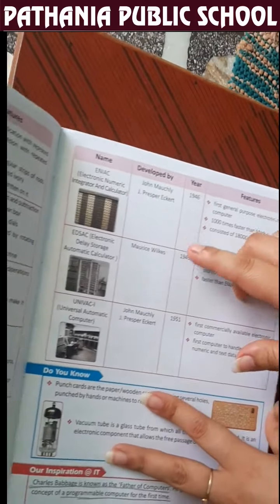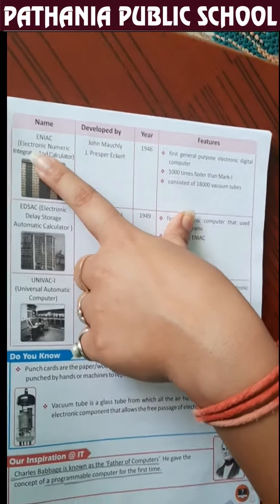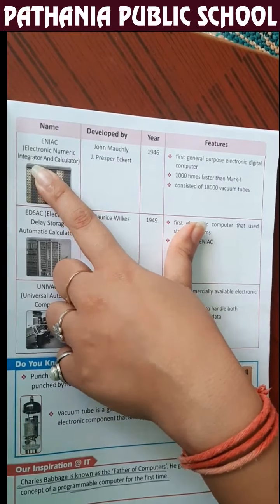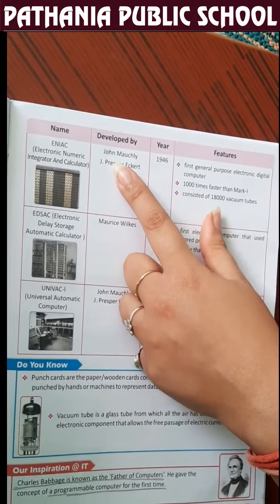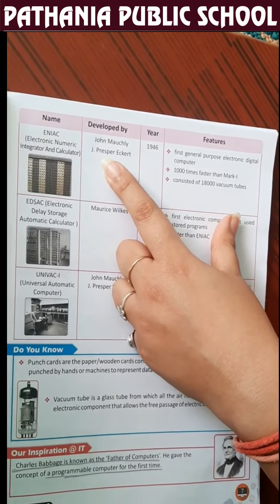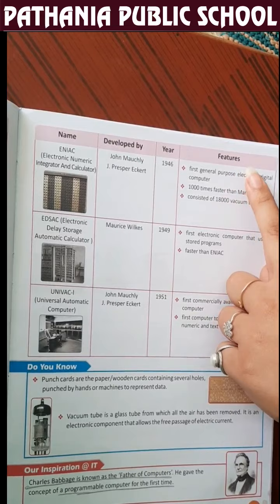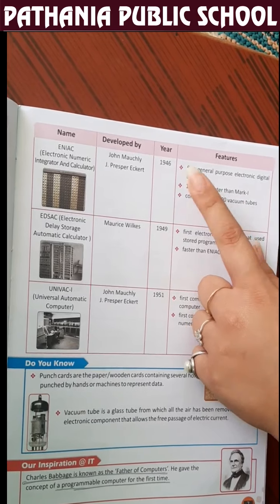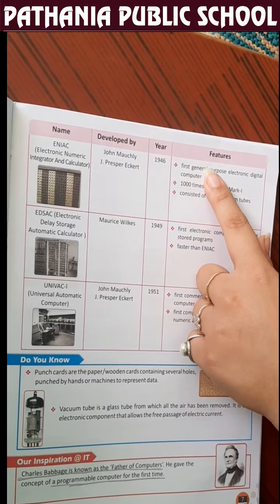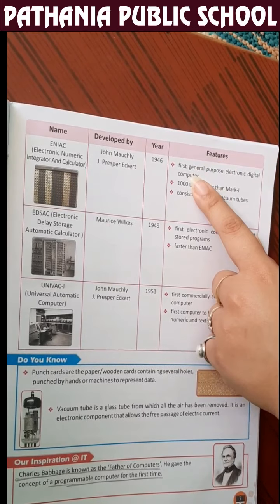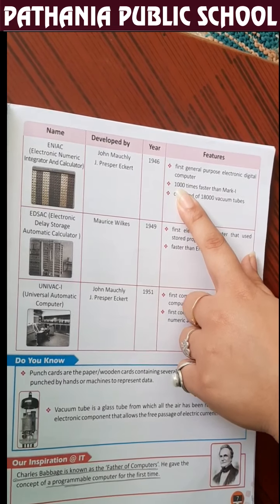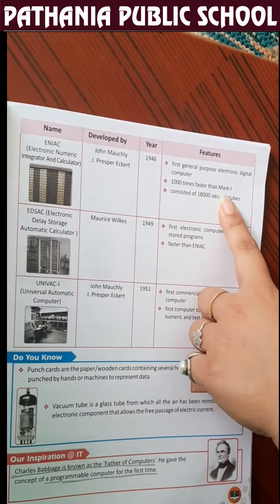The next one is ENIAC. The full form of ENIAC is Electronic Numerical Integrator and Calculator, which was developed by John Mauchly and J. Presper Eckert in 1946. The ENIAC was the first general purpose electronic digital computer, and it is 1000 times faster than the Mark I computer.